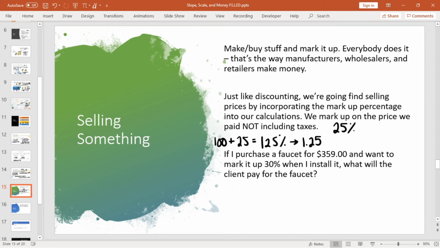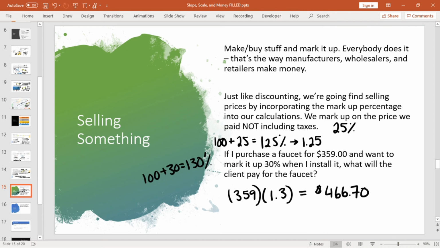Okay, so a very simple example. There's our $359 faucet, and I'm going to resell it for 30% markup. So I take my $359, and then I'm going to sell it for 130% of my original price, right? 100 plus 30 equals 130%. So when I put that in decimal form, 1.3, I haven't asked for taxes, so you're just going to do this simple math, and you are going to charge your client for $466.70. So here we go.